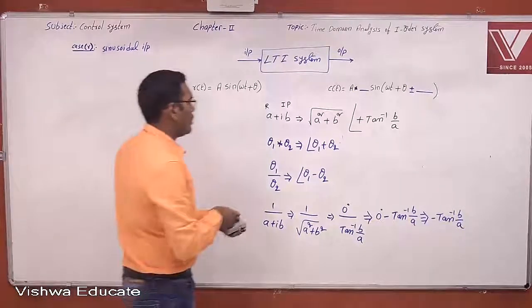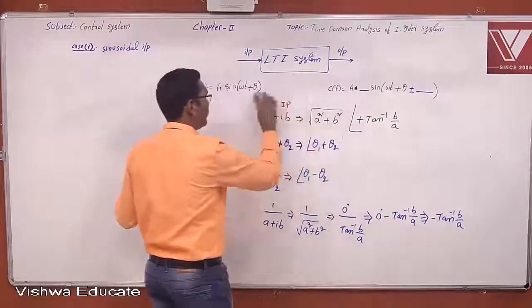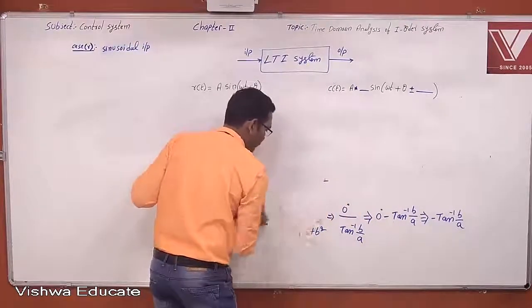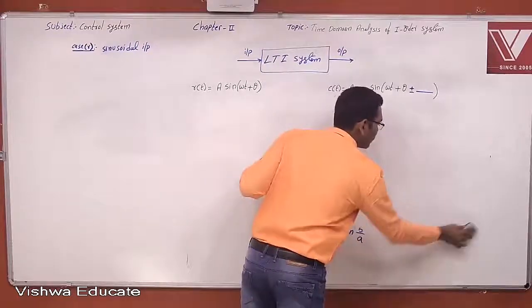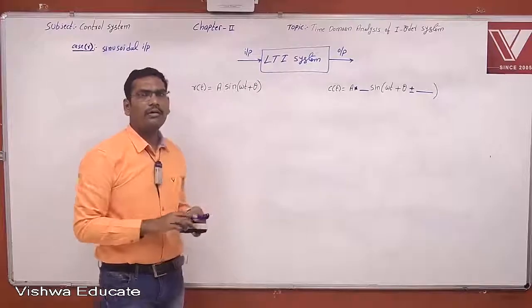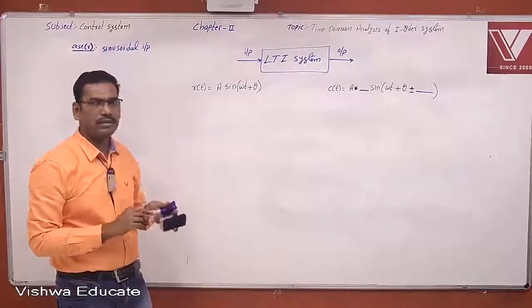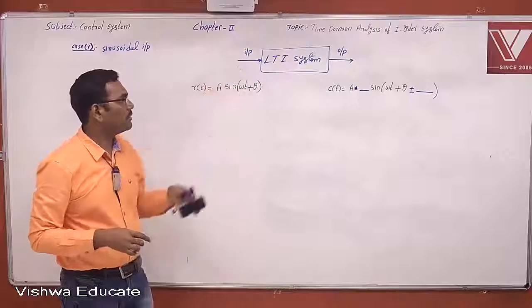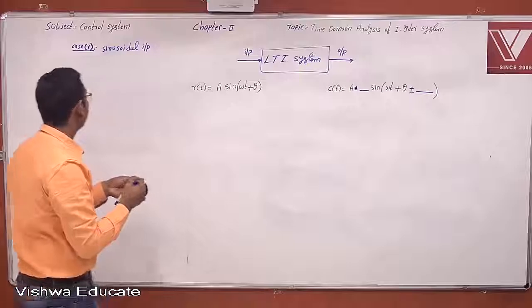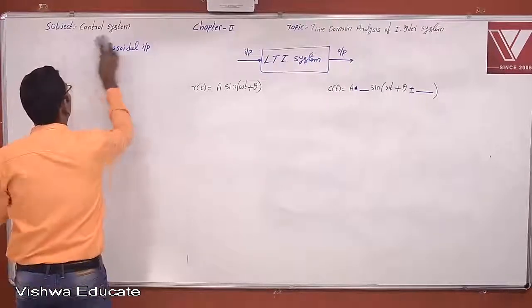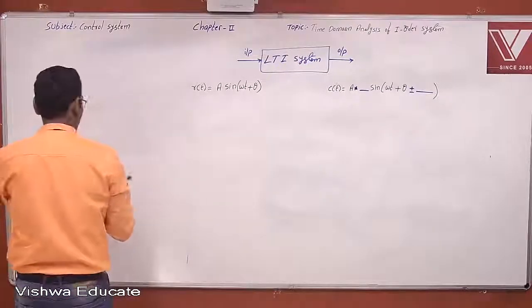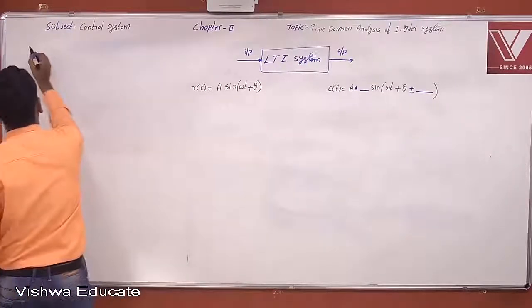Okay. Now with one problem you can understand this, how to get the sinusoidal response. Now you have a handbook of control system. In that, this is chapter 2 and the topic is time domain analysis of first order system. Now in that, question number 1, with one problem you can understand. Okay. Now this is question number 1 in your workbook.